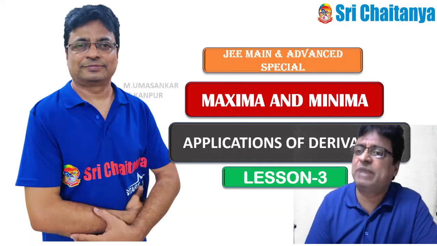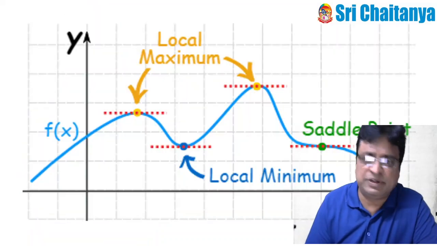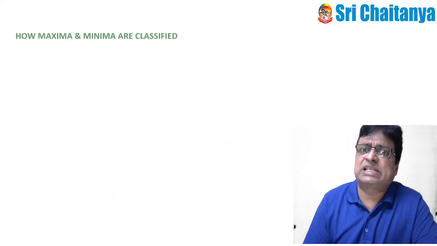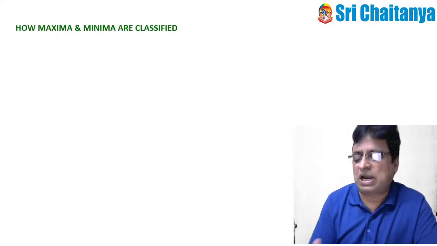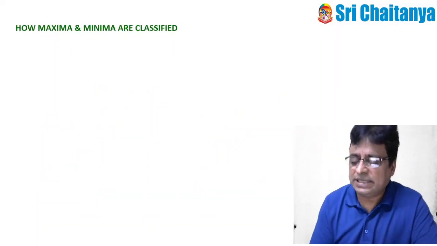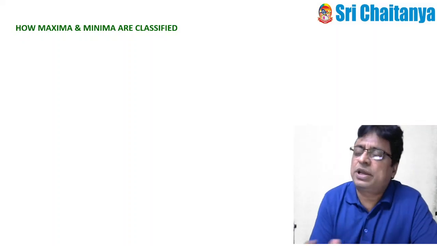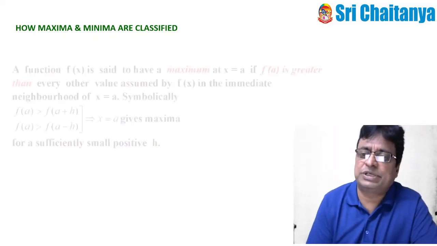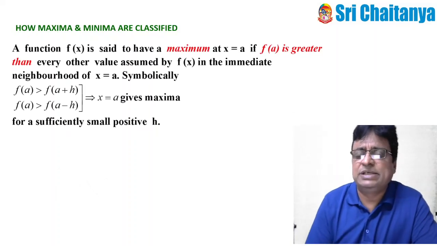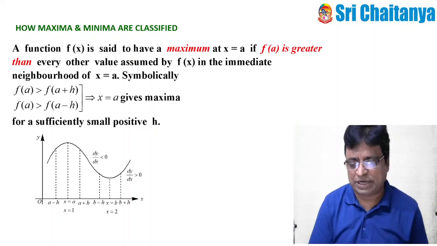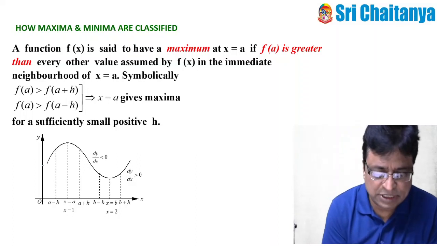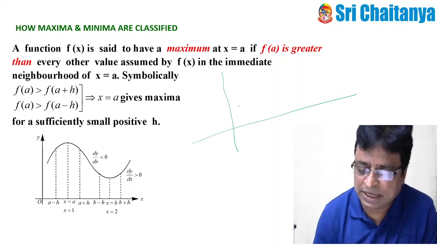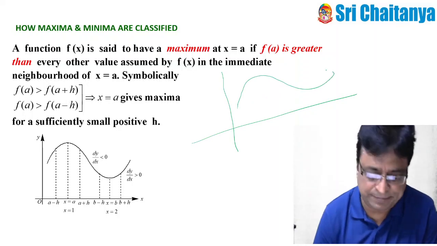Now coming to this maxima minima applications of derivatives concept. Now here, what is maxima minima? How are maxima minima classified? See, here we are talking about continuous functions. So my friends, first try to understand the graph here. Suppose this is the graph given for you, and here in this graph what happened?